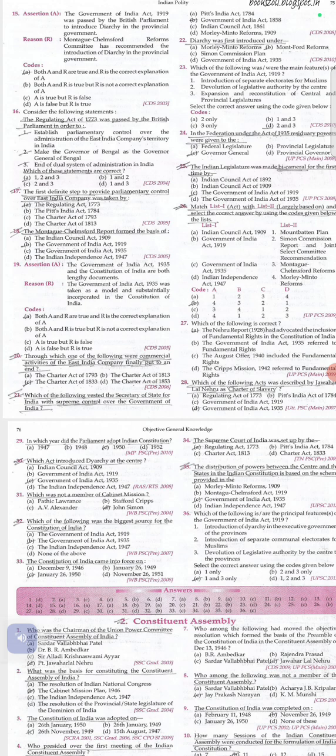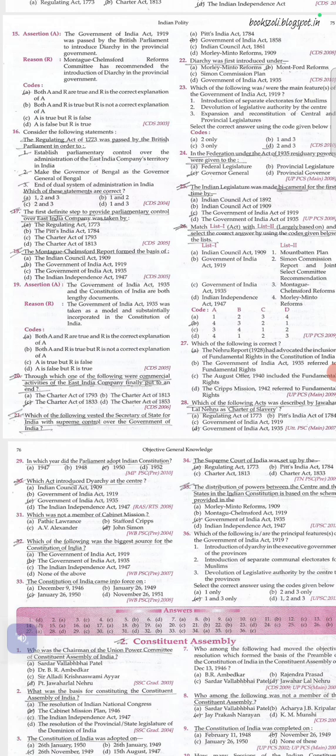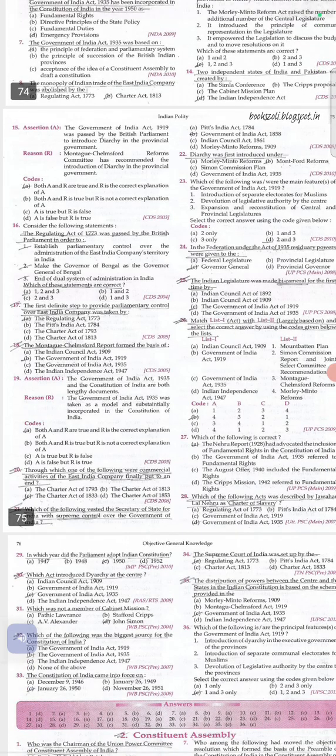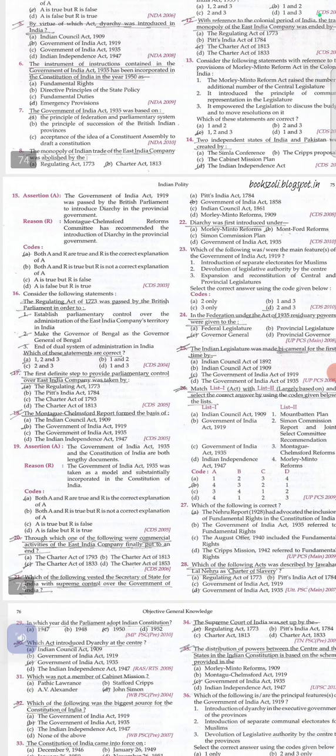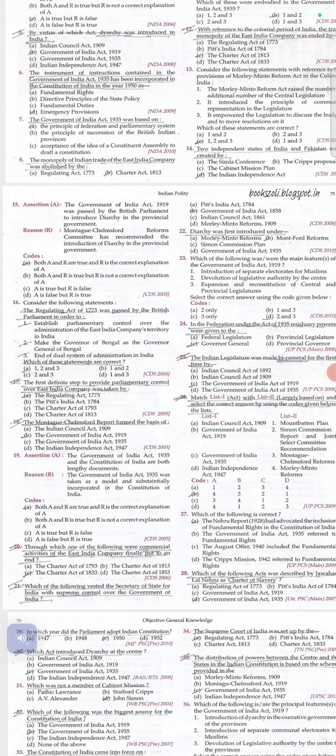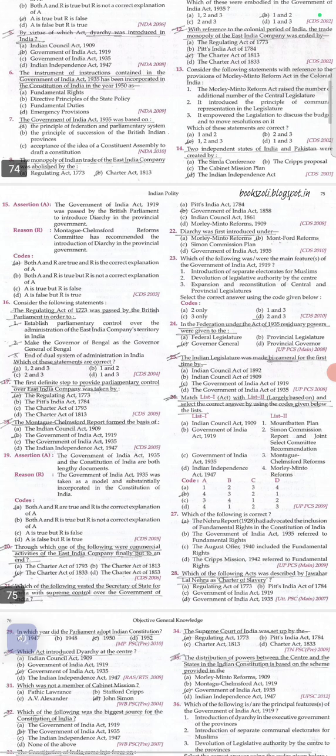Through which one of the following were the commercial activities of the East India Company finally put to an end? The Charter Act of 1833. Which of the following vested the Secretary of State for India with supreme control over the Government of India? Government of India Act 1858. Diarchy was first introduced under the Montford reforms.